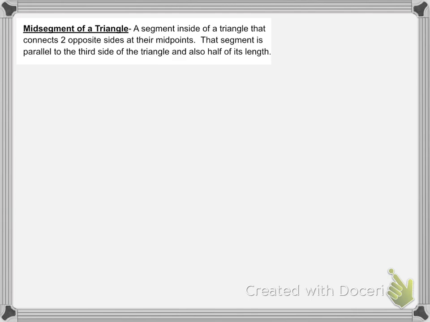All right, now let's talk about a midsegment. Midsegment of a triangle. What does that mean? It's a segment inside of a triangle that connects two opposite sides at their midpoints. That segment is parallel to the third side of the triangle and also half of its length. Holy moly, is that a lot of words. All right, how are you going to translate this? Well, let's make a nice triangle. Take your time and draw a nice triangle. The better your diagram is, the more likely it is you're going to understand what's going on.